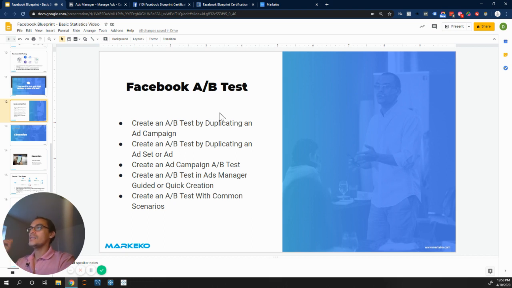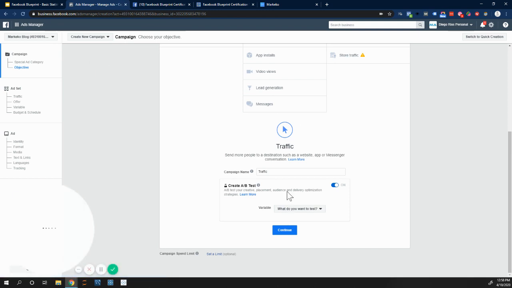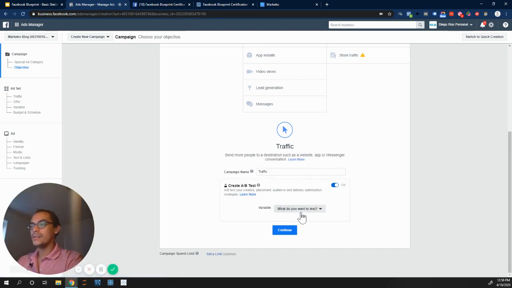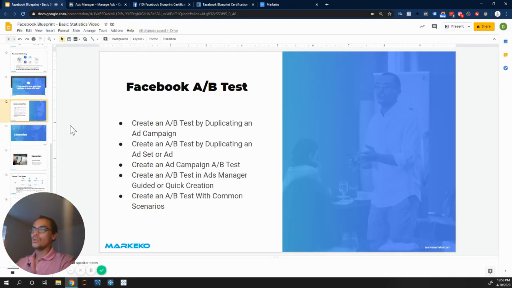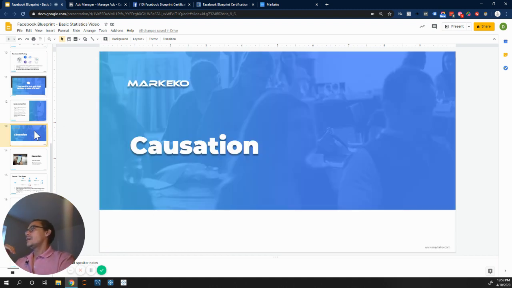And so there are different ways in which you can launch A/B testing. I can just duplicate an ad campaign, or I can launch an A/B test. If you look at your campaigns here, it'll usually say create an A/B test. What do you want to test? Creative, delivery, audience, placement. And as I mentioned before, what you're looking for here is correlation, right? If I change something, can I improve the results?